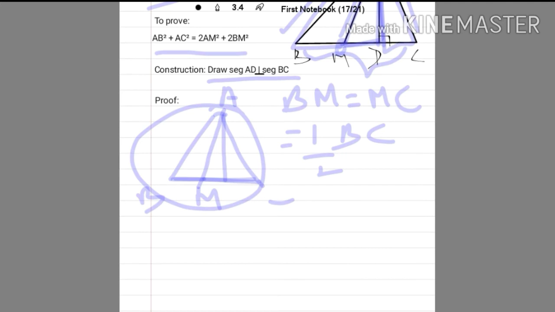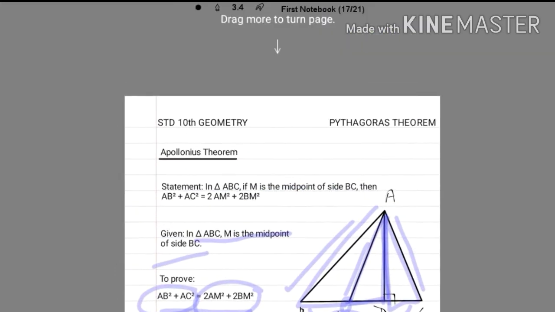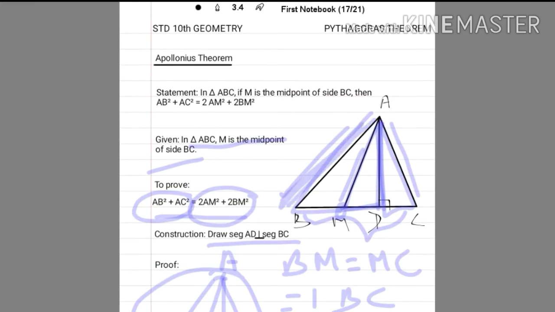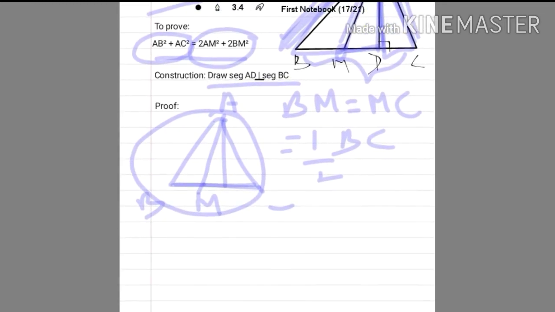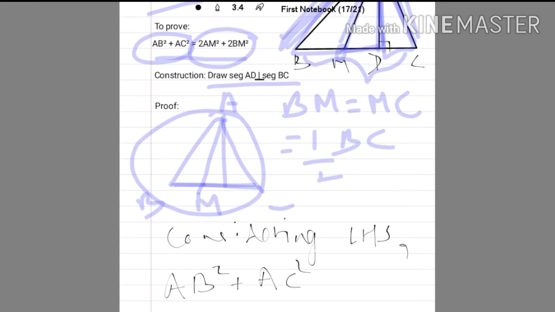On the left hand side, what is given is AB square plus AC square, and the right hand side is 2AM square plus 2BM square. Now we will consider the left hand side, that is AB square plus AC square, because it is easy to get the values of AB square and AC square using the Pythagoras theorem, right? So considering LHS, we have AB square plus AC square. Now first we need to get the value of AB square.